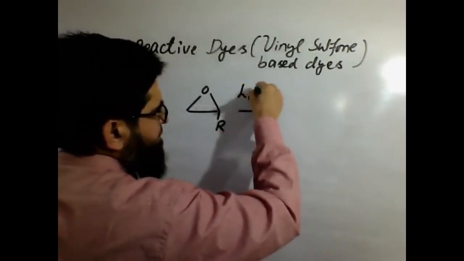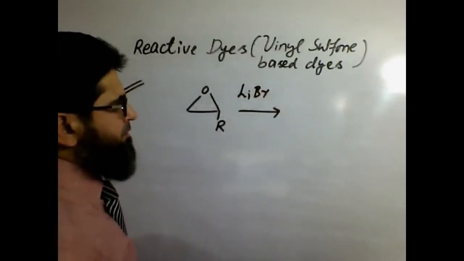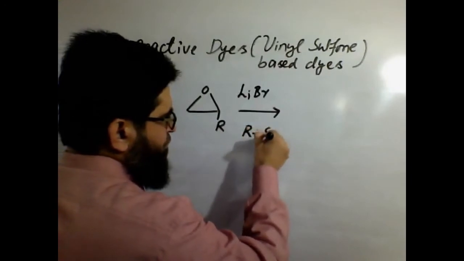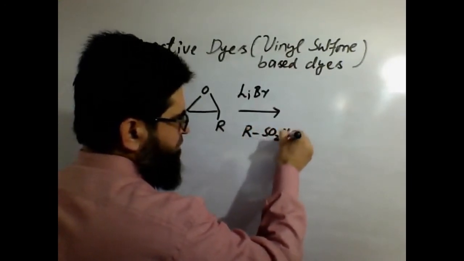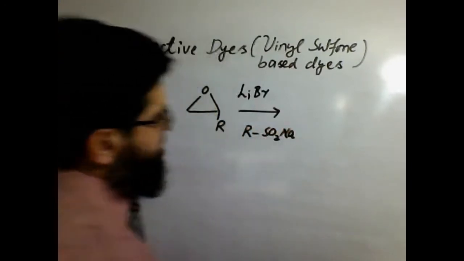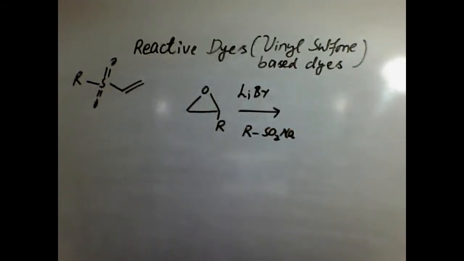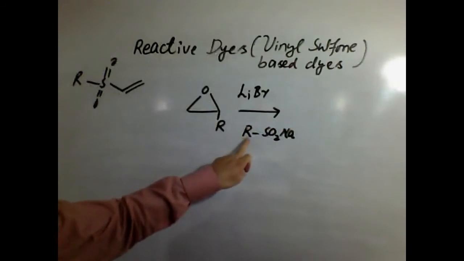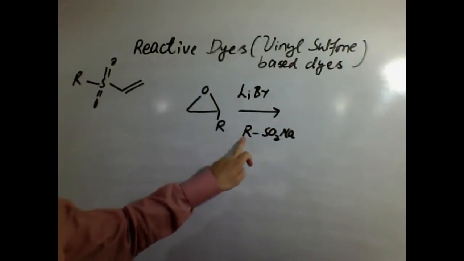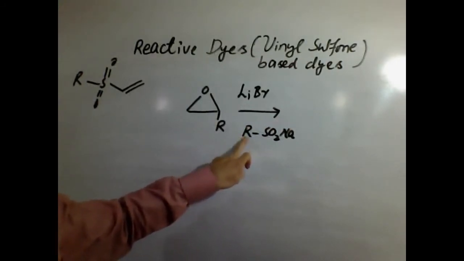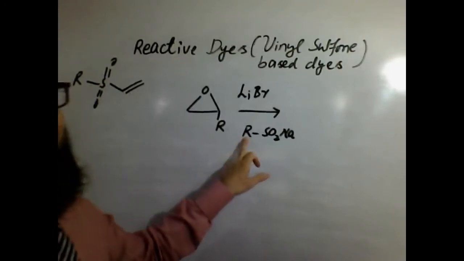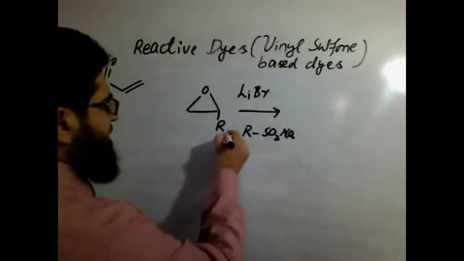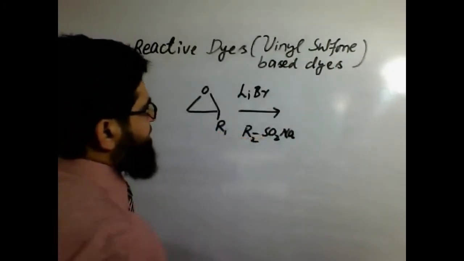reacted with lithium bromide and then some sodium sulfate salt is used. In this specific case, R is a part of a dye molecule. I will explain it later. We can call it R1, we can call it R2.